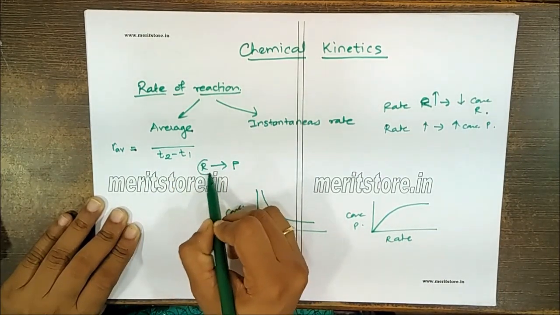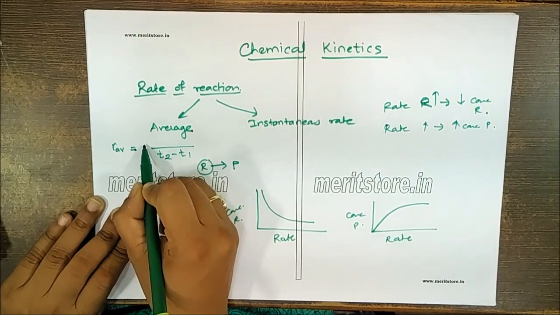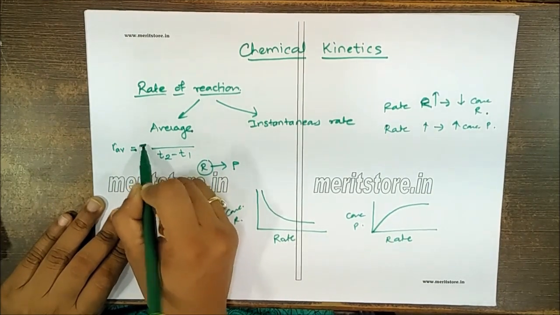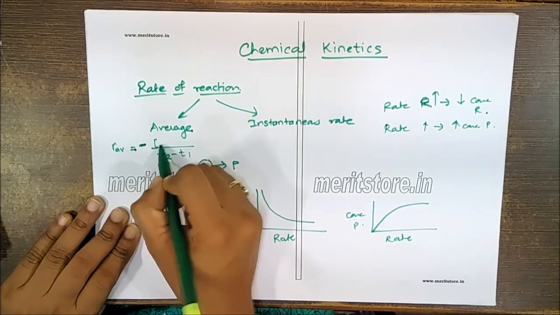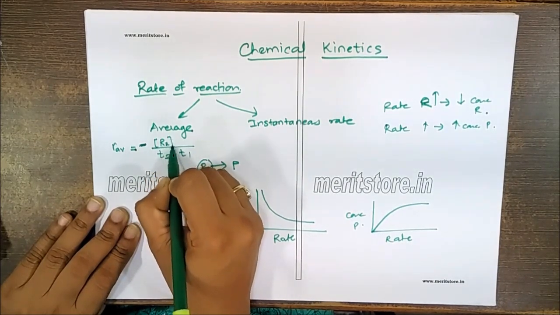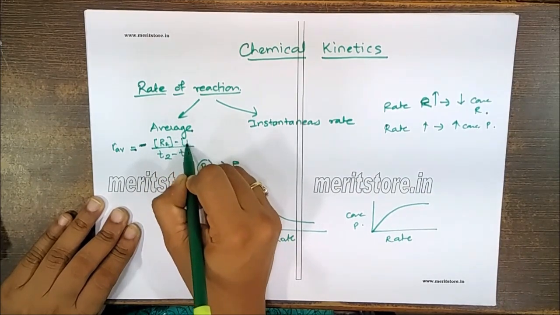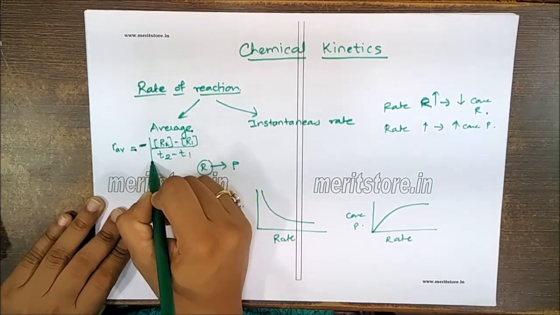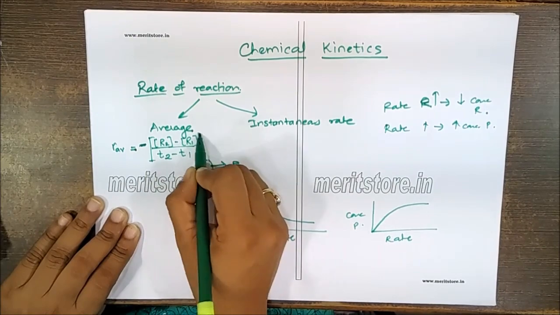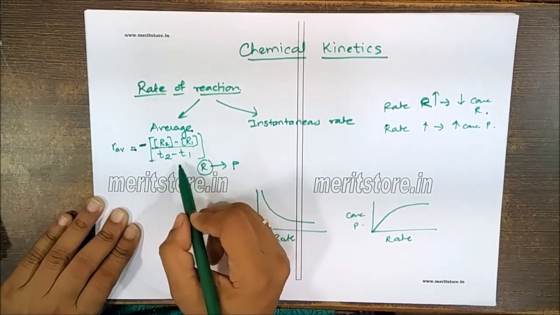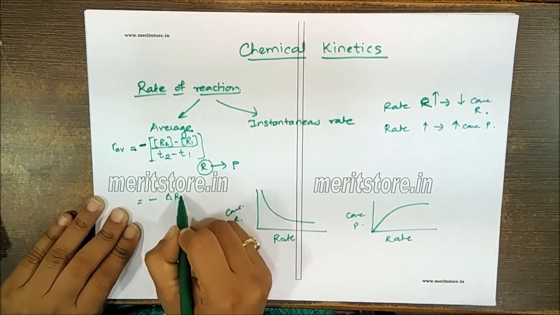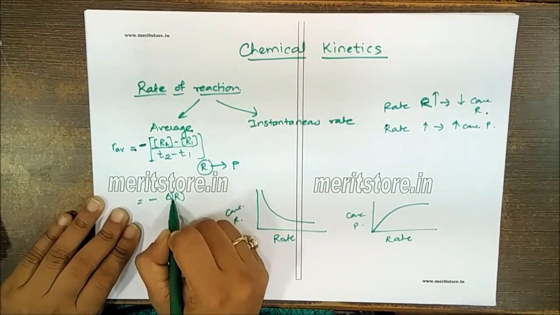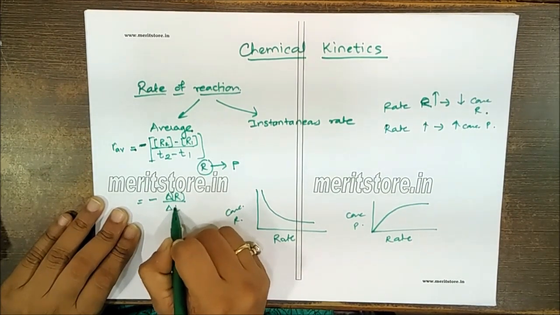We are talking with respect to R, so I need to write the minus sign, which indicates a decrease in concentration of reactant. So let's say at T2 the reactant concentration is R2, and at T1 the reactant concentration is R1. So overall this can be calculated like this. This is nothing but minus delta R, that is the change in the concentration of reactant, upon delta T.